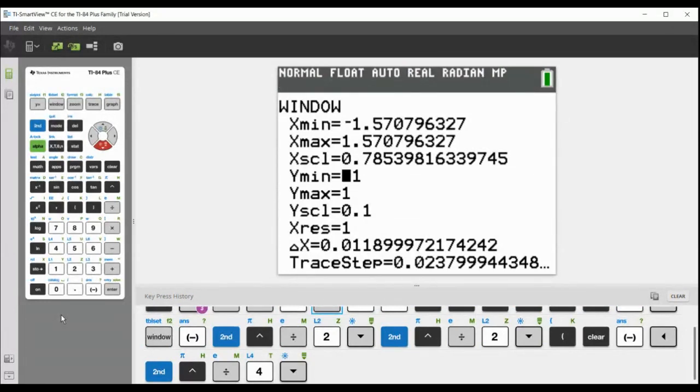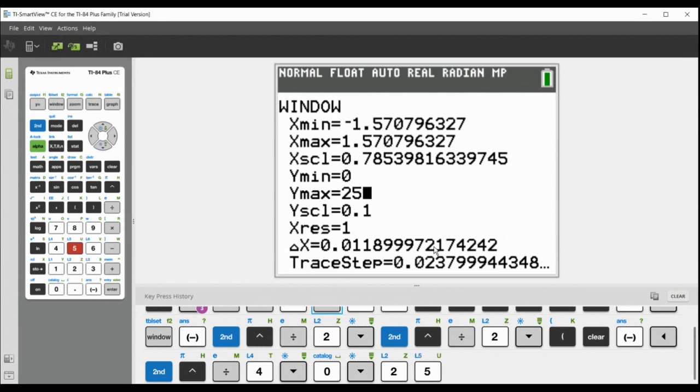It's clear that this function is going to be positive. But because of the 16 and the 9, the function is going to get big. So maybe I'll do 25 here and 5 there. I'm just going to use an appropriate window to graph my function. Are there any questions so far?